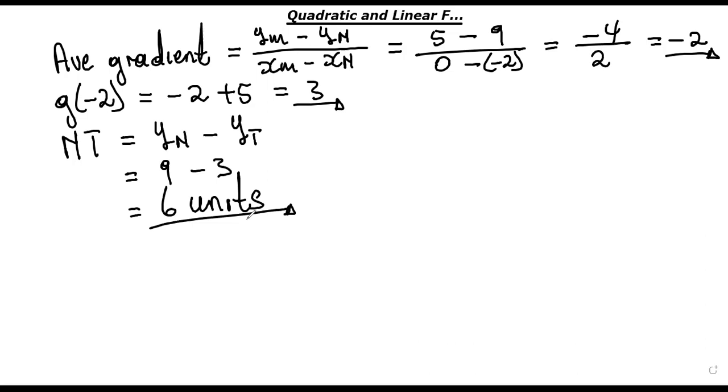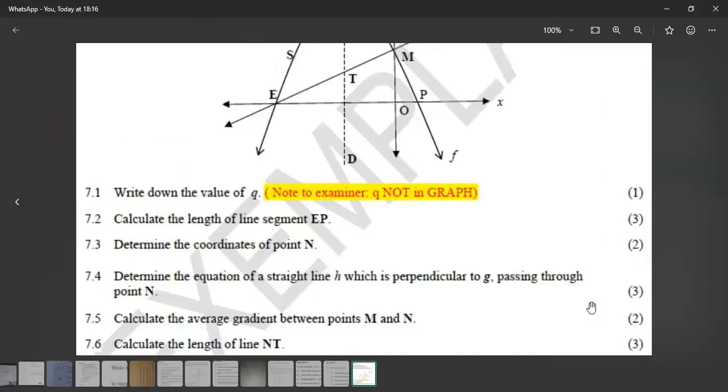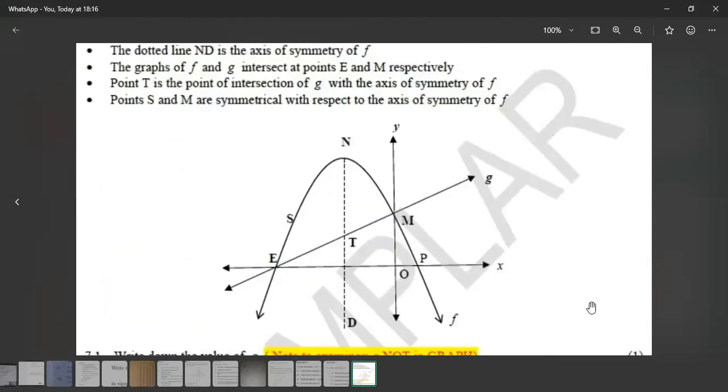Right. So let's see what the next question says. Well, the next question says, determine the coordinates of point S for 3 marks. So in order for you to find the coordinates of point S, you need to go to the last bullet. They said to you point S and M are symmetrical with respect to the axis of symmetry of f. So by this, they are saying to you, the distance from the point M to the axis of symmetry will be equal to the distance from the axis of symmetry to the point S.